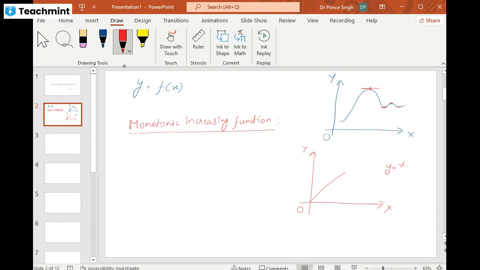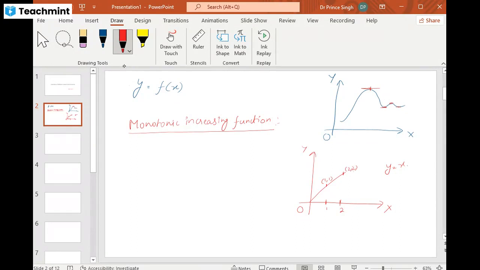Because if we have a value x equal to 1, the corresponding value of y is also equal to 1. And where the value of x is 2, the value of the function is 2. So this is the point (1, 1) and this is the point (2, 2). It means that with the increase in the value of x, the value of the function also increases. So we say that this function is an increasing function, a strictly increasing function.